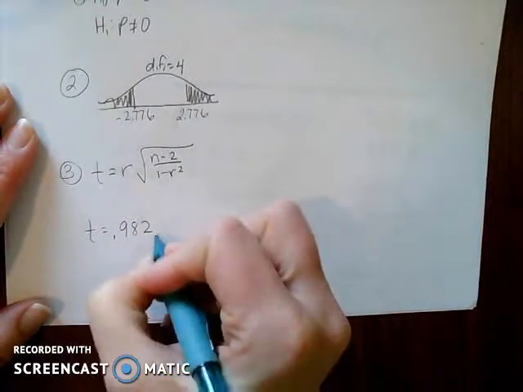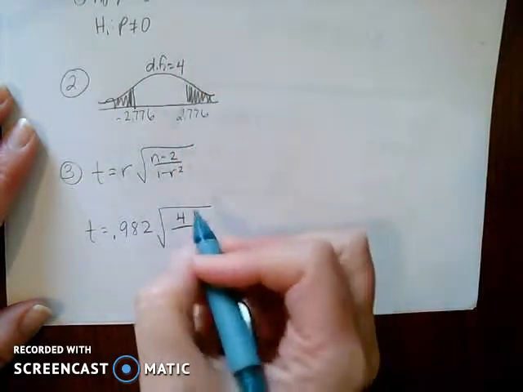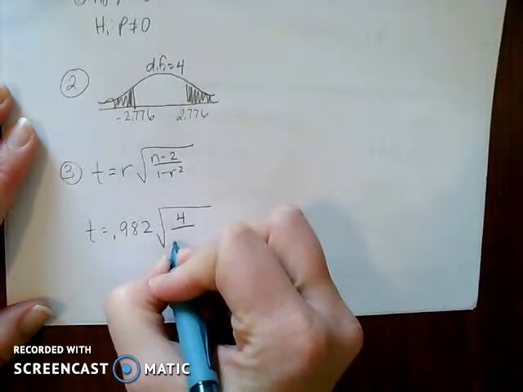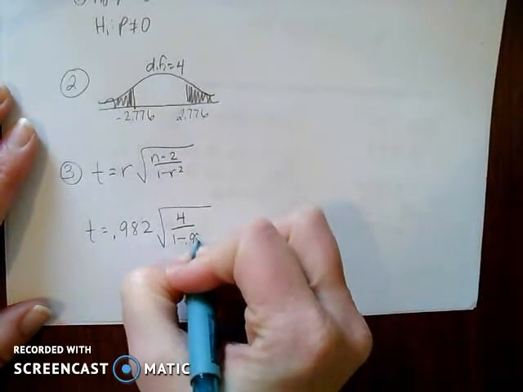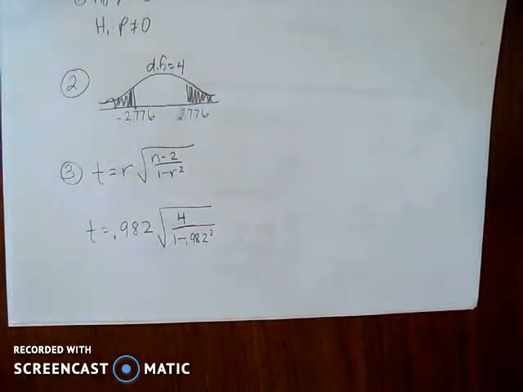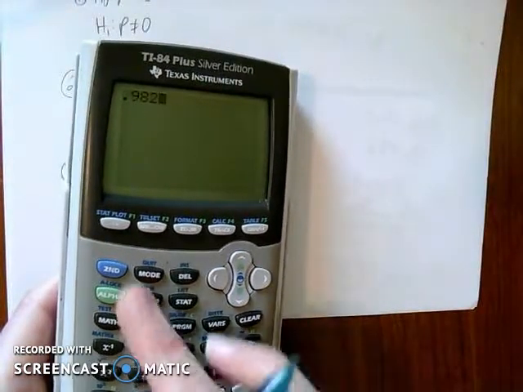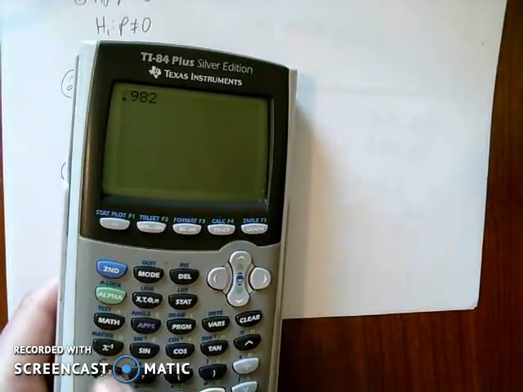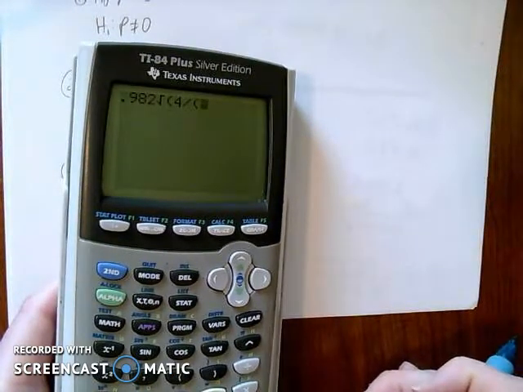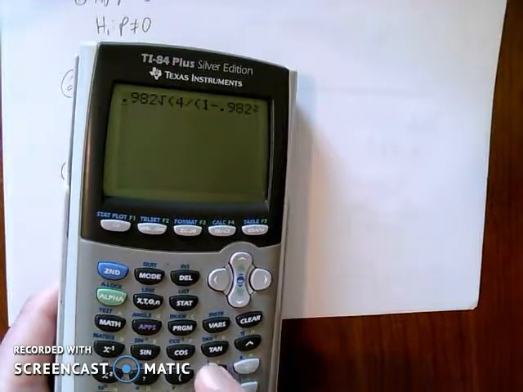0.982 square root. I just put the number 4 since you already did it here. If you put 6 minus 2, you need to put that in parentheses. So it's just easier to do that part. 1 minus 0.982 squared. Okay, so when you do this in your calculator, 0.982 square root, you just do 4 divided by, then you need parentheses. 1 minus 0.982 squared.